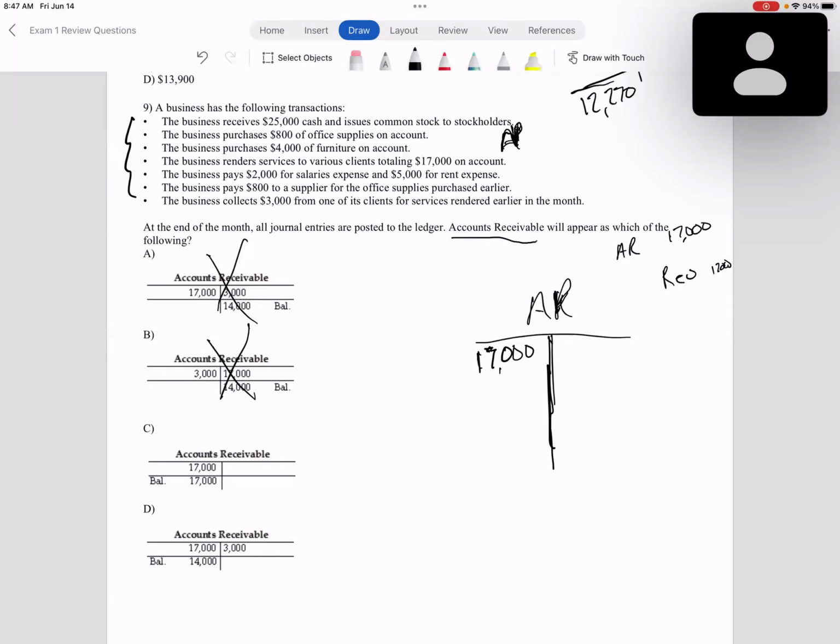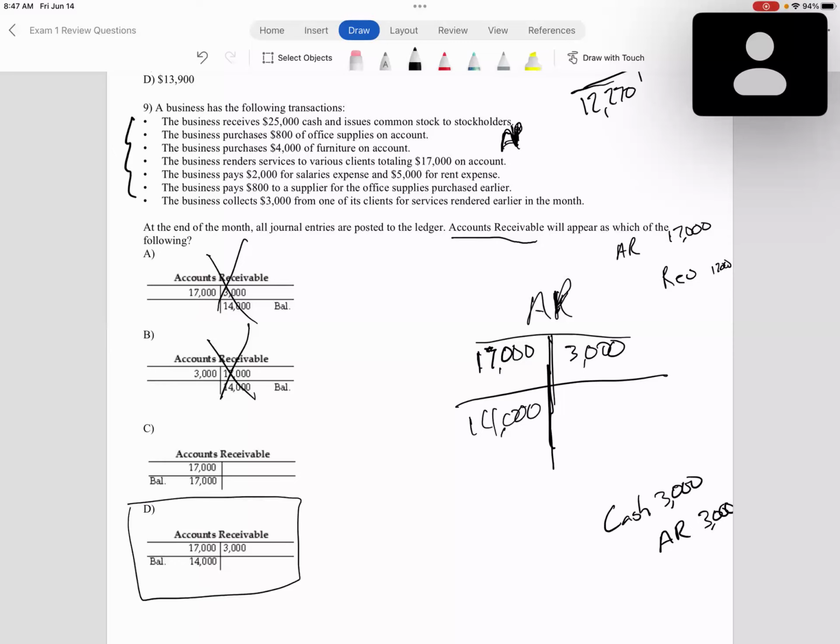So think of the journal entry. It would be debit cash of $3,000. But now they don't owe us, so we've reduced our accounts receivable. That's going to credit accounts receivable. And then you just go 17,000 minus 3,000, which gives you 14,000. That's the answer. Cool. Hopefully that makes sense.